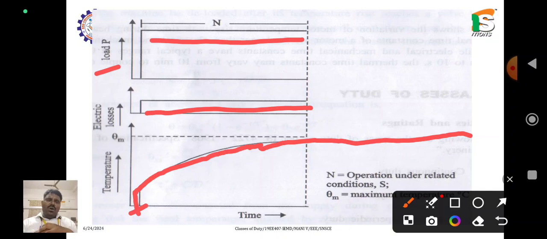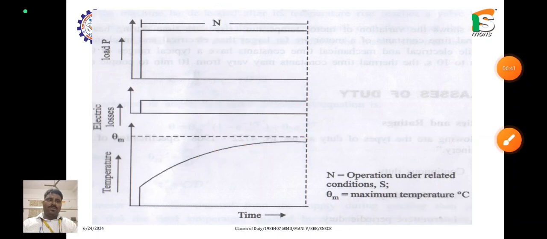In continuous duty, the load may be constant or variable, whatever it may be, but the temperature won't exceed the equilibrium value. Here N represents the operating condition, and theta is nothing but the maximum temperature of the system.